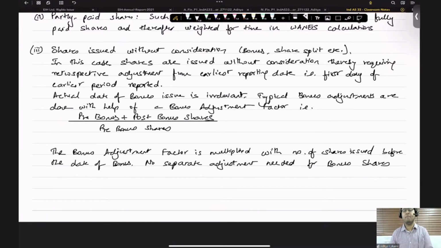In our example, 2 by 1 was the bonus factor. 1 was pre-bonus, another one was post. So pre plus post, 2 divided by 1. So 2 by 1. Done.